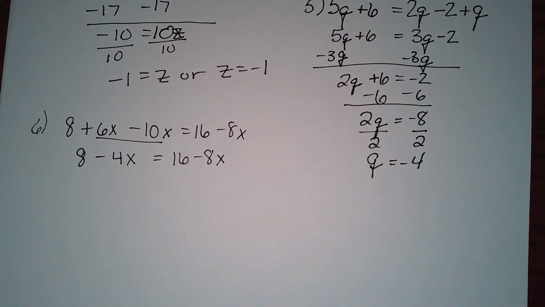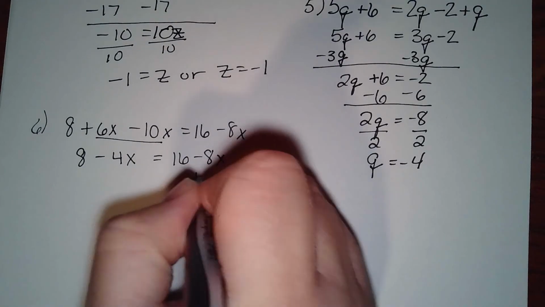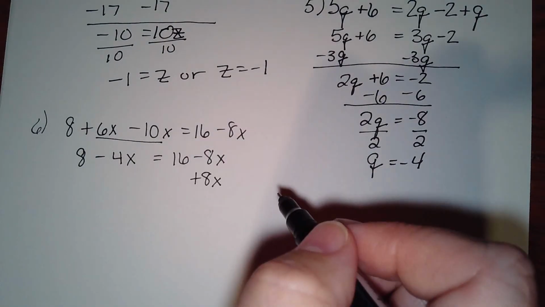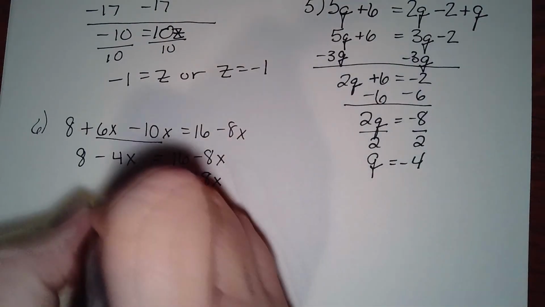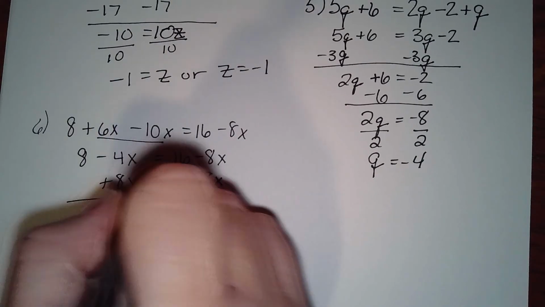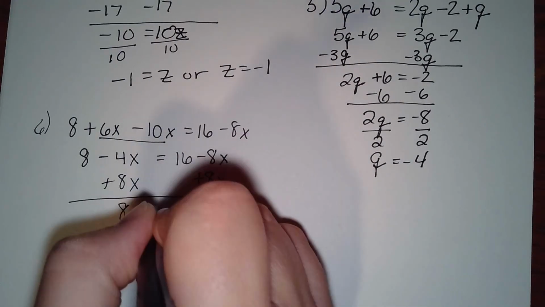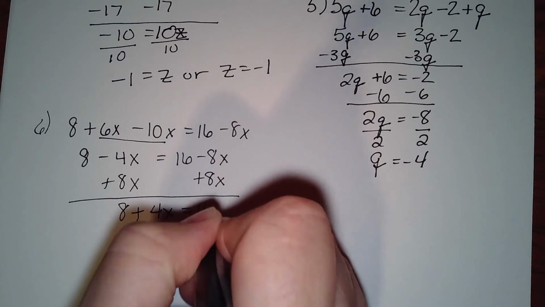Now, this one's a little different because we actually have negatives. We have to figure out what side we're going to move them on. So when I look at this, I have a -4 and a -8. Well, we know by the number line that -8 is technically smaller than -4. And I want a positive outcome. So if I add -8 becomes a +8 and I move it across, I'm going to end up with 8 plus 4x equals 16.